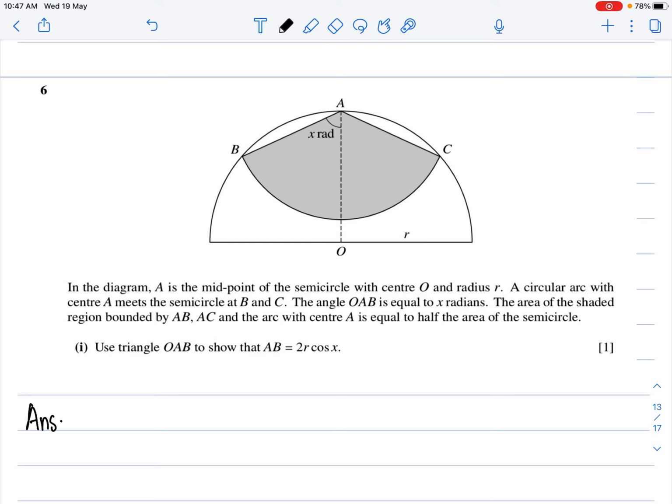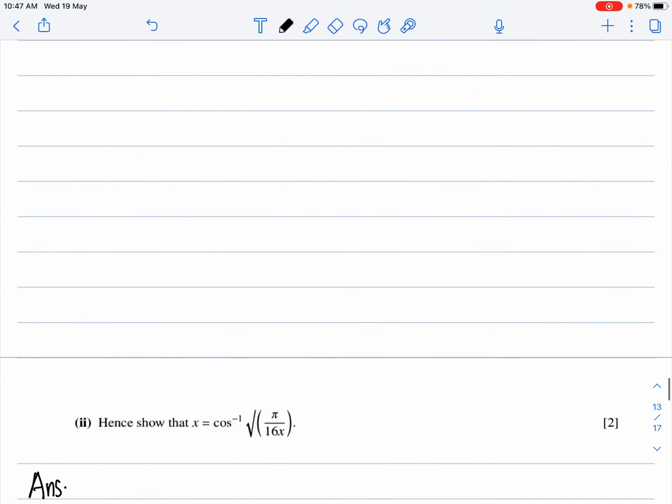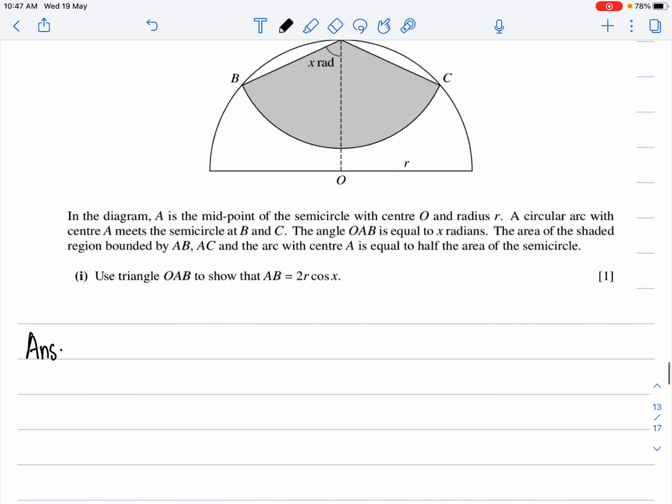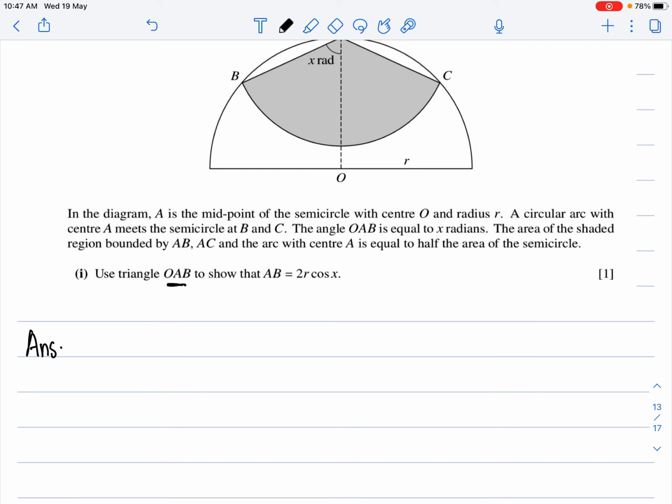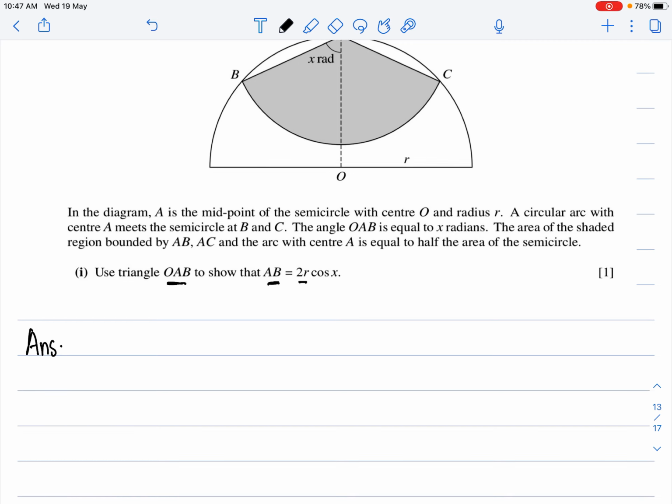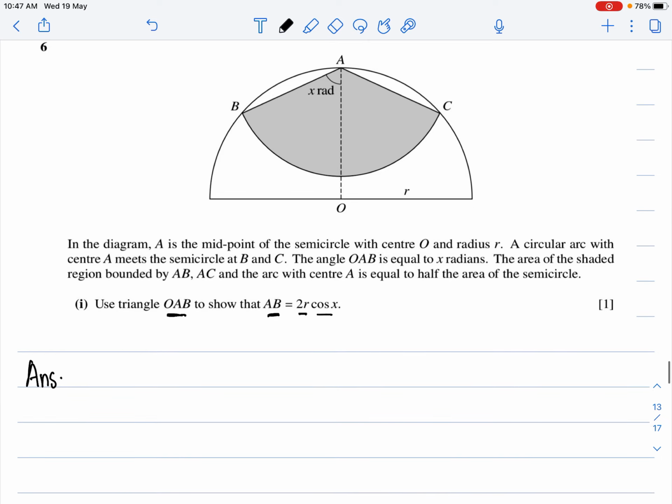This is the sixth question of the paper, and as you can see, this is a numerical solution question later. Okay, so let's start with part one. We need to use a triangle OAB to show that AB is equal to 2r cos x. Now, this requires a little bit of common sense and a little bit of imagining.